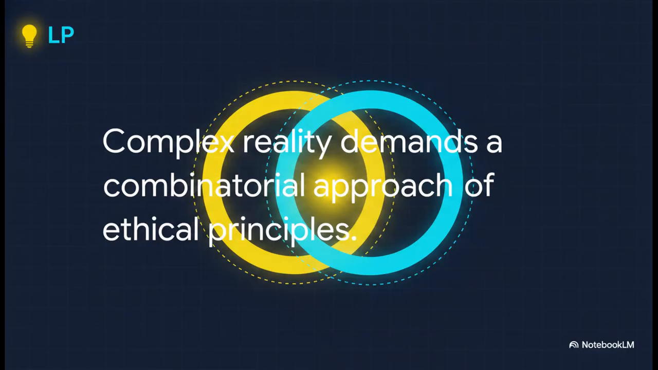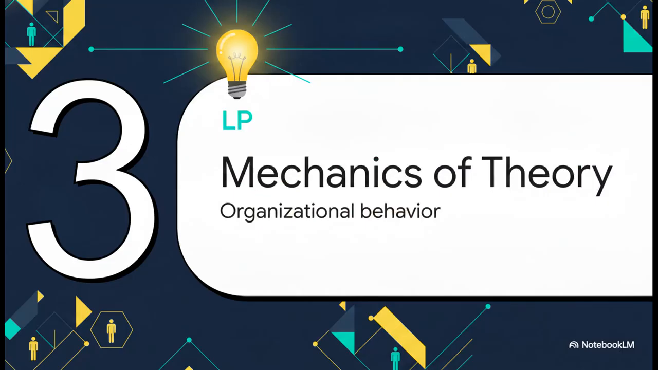The real-world implication here, in practice, is that individuals rarely rely on a single rigid framework. The sheer dynamism of complex reality demands a combinatorial approach. Resolving real-world dilemmas requires us to dynamically combine these ethical principles rather than striving for perfect ideological purity. Which brings us to Section 3, the mechanics of dilemma theory.